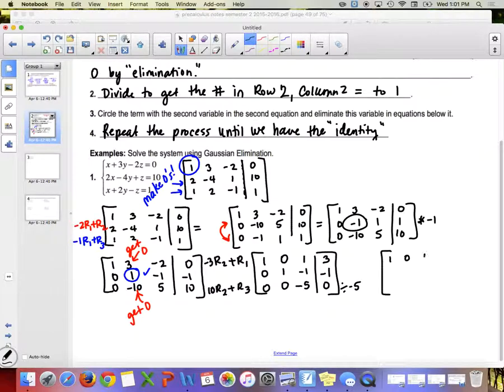So we're going to have 1, 0, 1, 3, 0, 1, -1, -1, 0, 0. When I divide by -5, I'm going to get 1, and this will still be 0. Think about what that equation is. Isn't that equation just -5z equals 0? So you see how z is equal to 0? That's all we're saying.